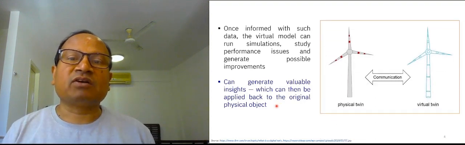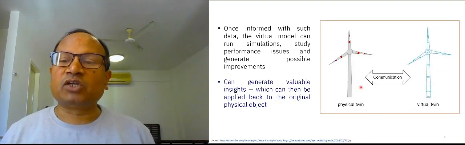Once such data is received, the virtual model can run simulations. Once it receives the data from all those sensors from the physical object or system, it runs different simulations to understand the data, study performance-related matters, and generate possible improvements, if any improvement is needed, in order to better the functionality of that system. Then that improvement command can also be generated. It can also generate valuable insights which can then be applied back to the original physical object, and this is why we are saying that improvement is also going to happen.